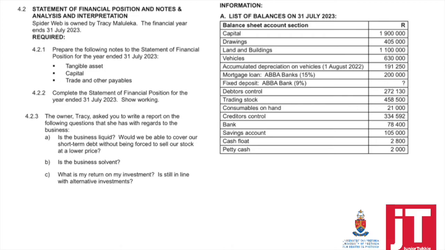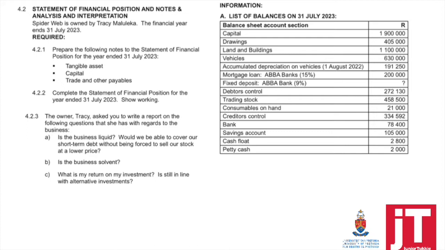Show all workings. And then 4.2.3, the owner, Tracy, asks you to write a report on the following questions that she has with regard to the business. So this is talking about financial indicators, analyzing and interpreting. Now, if you look at the information, it's a list of balances on 31 July 2023. Take note that fixed deposit ABBA Bank has a question mark. There's a reason there's a question mark.